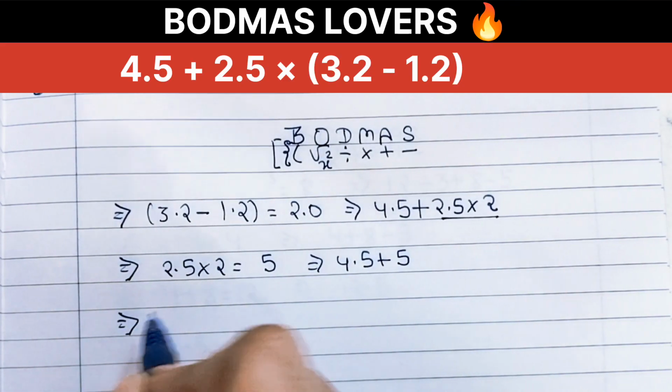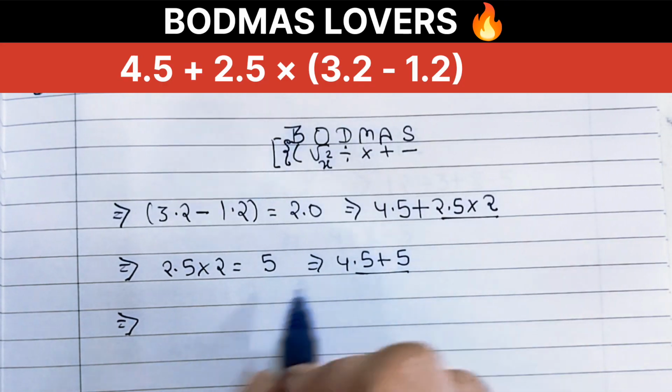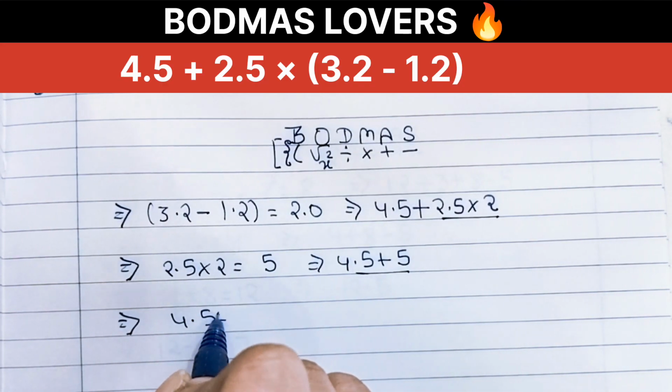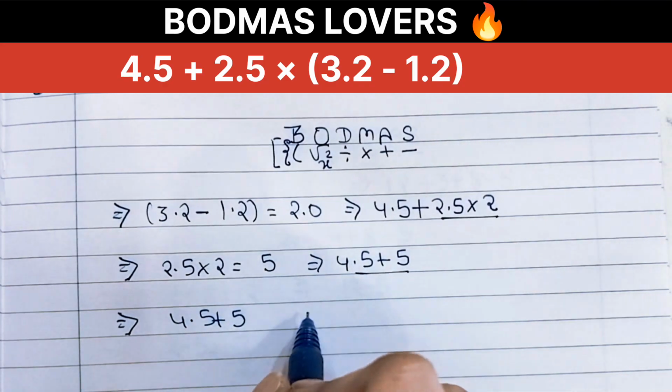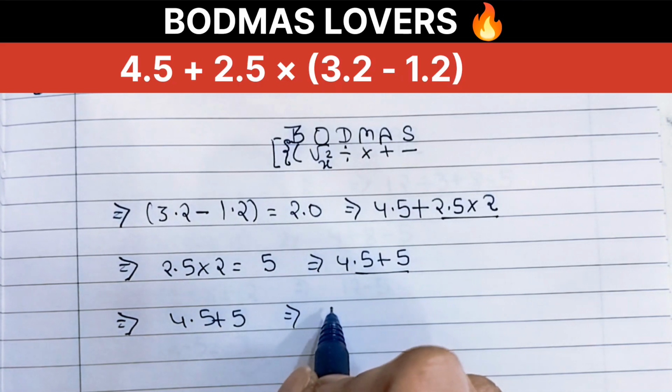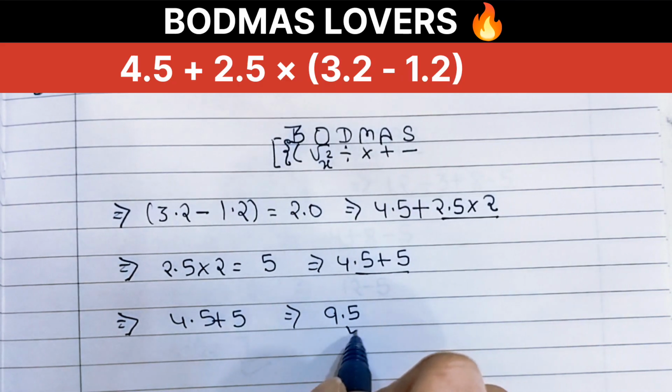Move to the next step, now addition. Perform addition, so 4.5 plus 5. This is the final operation left with the remaining numbers, and we'll get 9.5, which is the final result.